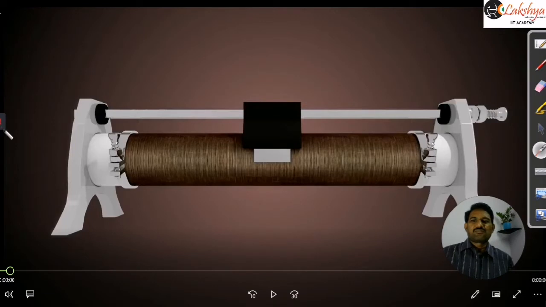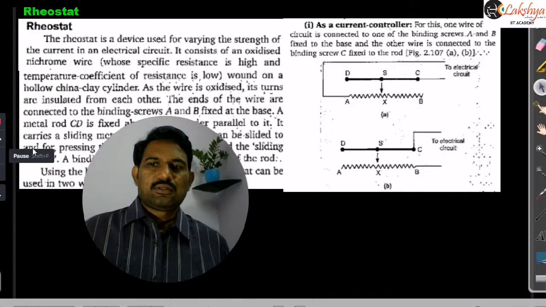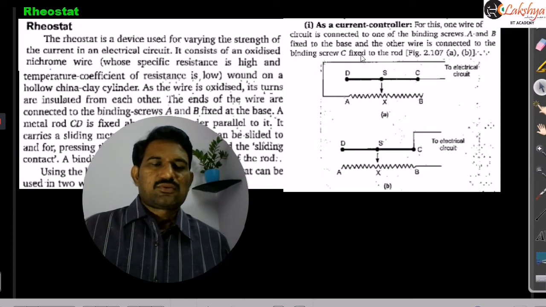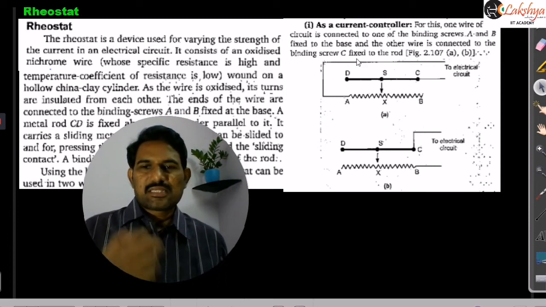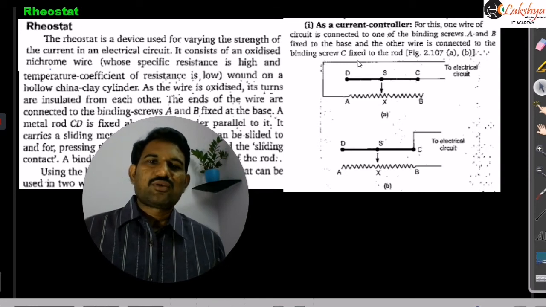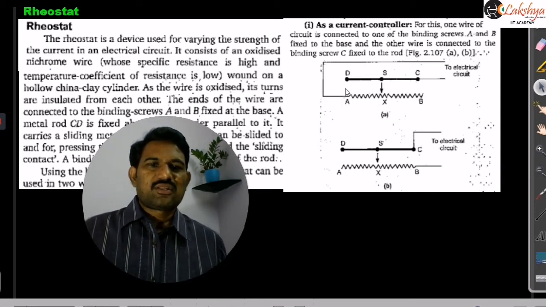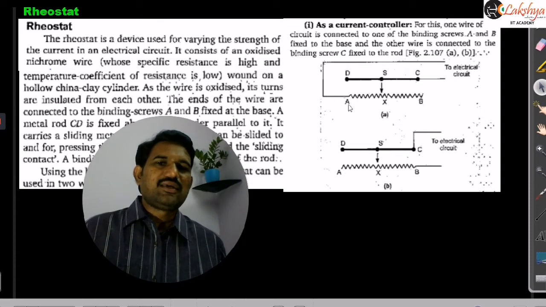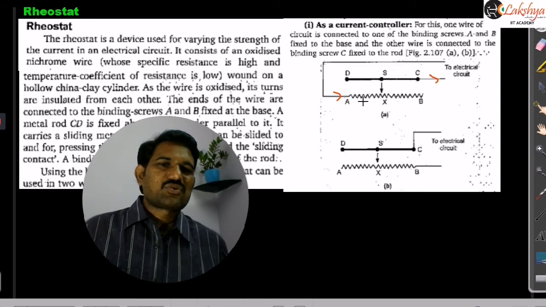Now let us see how it is used in a circuit. As I said, it can be used as a current controller, or we can control the potential difference in that circuit. If you want to control the current, then we need to give the connections like this. If current is entering here and leaving the circuit here, then current will flow only through this part of the resistance. That means there is no current in this part here.